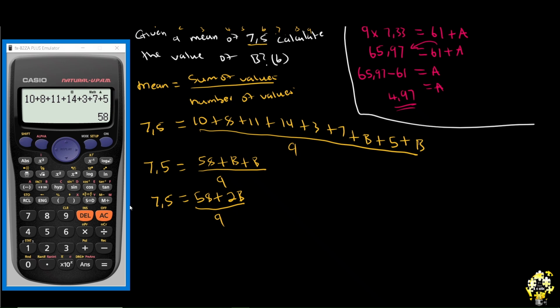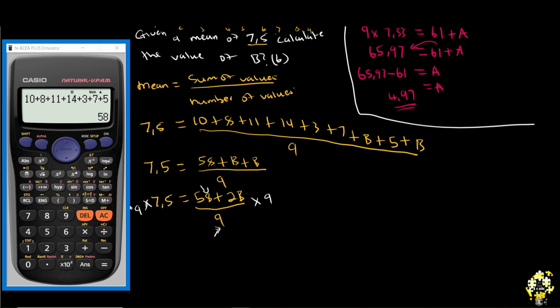There are 2 values that are keeping 2b from being on one side by itself, and those are this 58 and this 9. Which one should we deal with first? It's the 9. How do we deal with it first? We multiply both sides by 9.